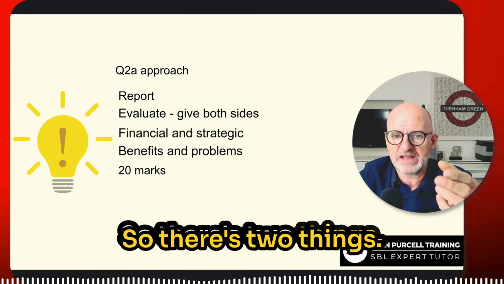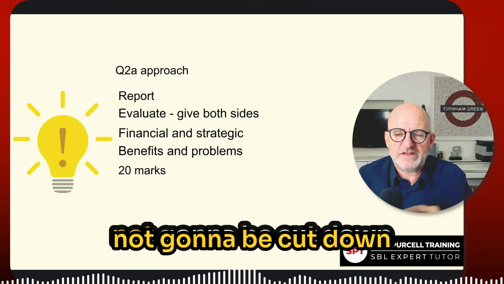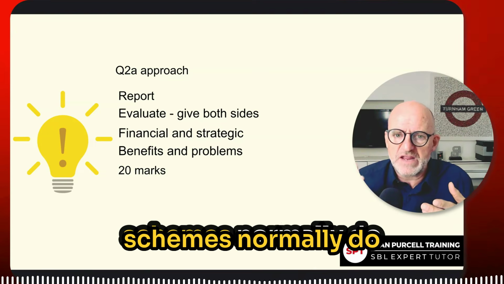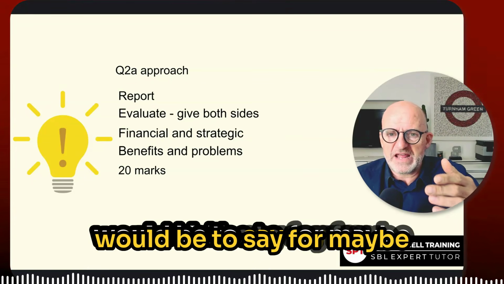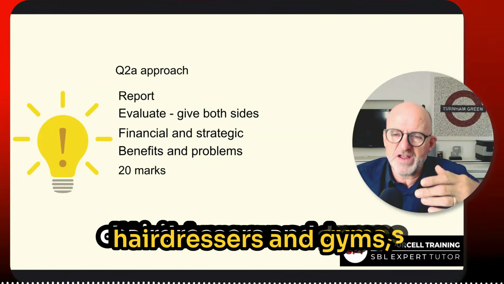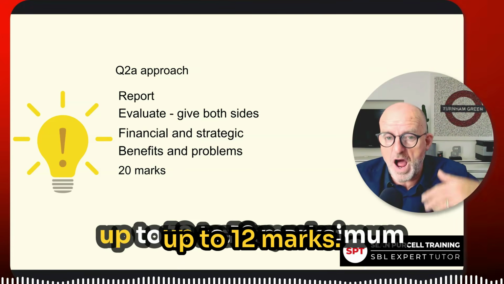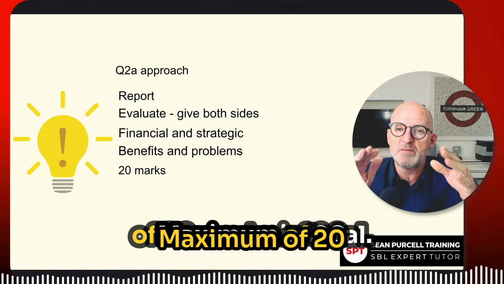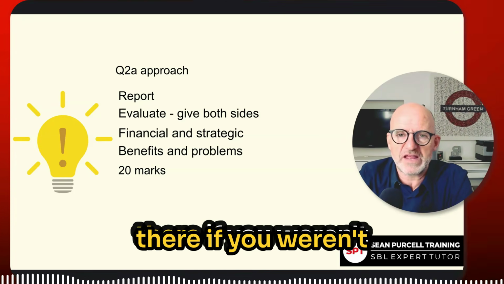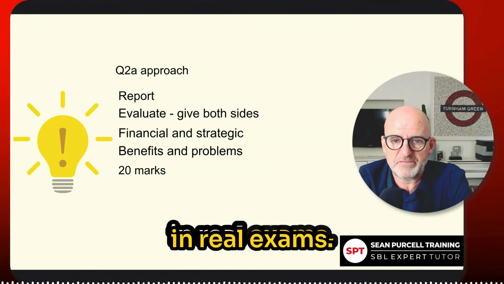So there's two things in terms of marking schemes. When it's a 20-mark answer, it's not going to be cut down 10 marks, 10 marks. What the marking schemes normally do would be to say for maybe investment of hairdressers and gyms up to 12 marks. And then for maybe the acquisition up to 12 marks, maximum of 20 marks in total. So there's a bit of flexibility in marking there if you weren't aware of that. That's what happens in real exams.